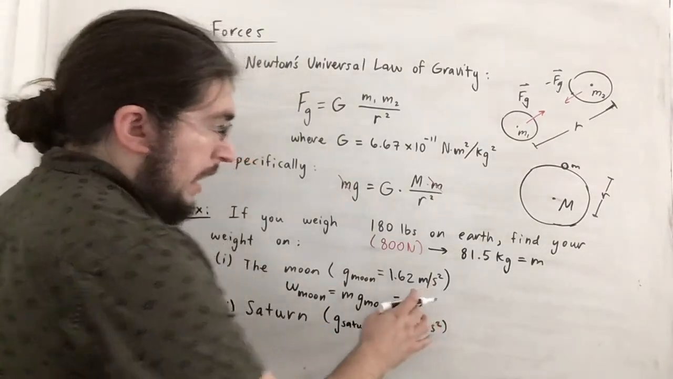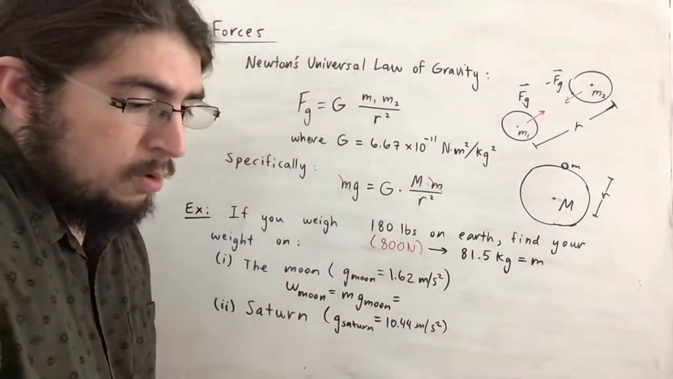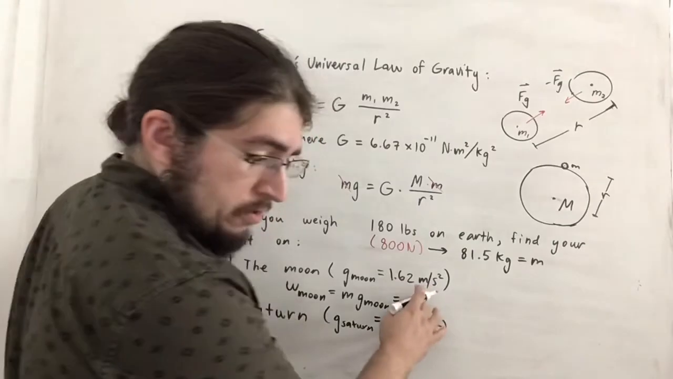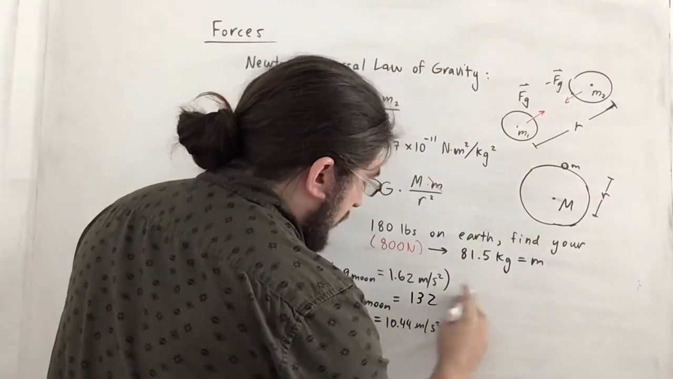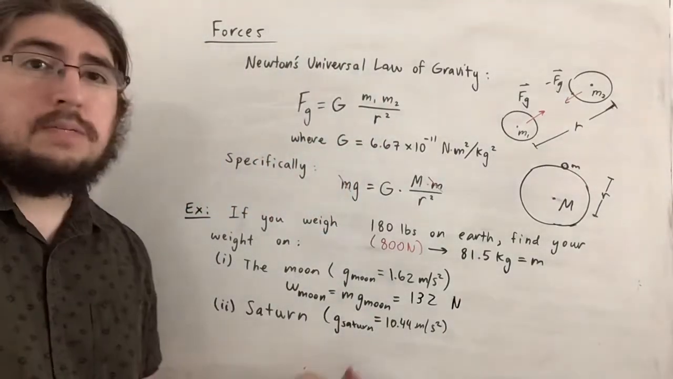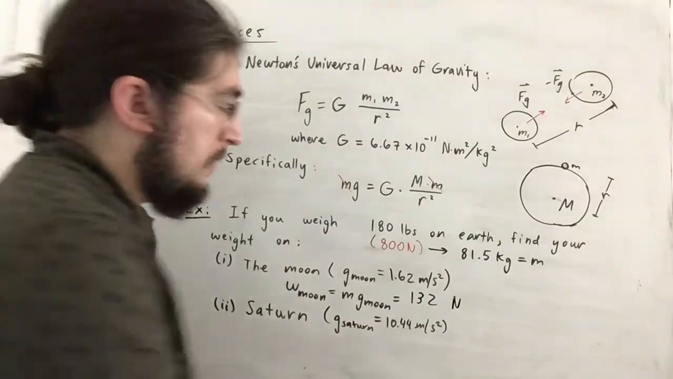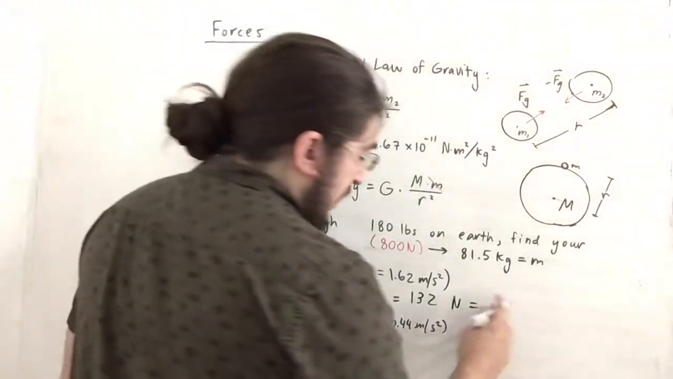So if we multiply 81.5 by 1.62, which is the gravity of the moon, we will get about 132. And that's going to be in newtons. Now, if you multiply this by 0.225 to get back into pounds, this will be about 29.7 pounds.